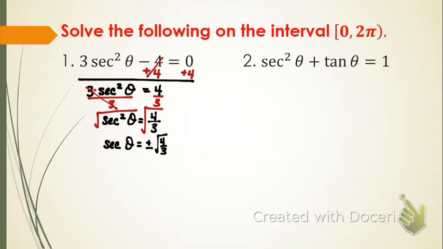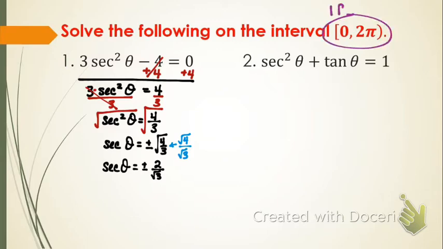Can I simplify that radical at all? Yes. Remember, radical 4/3 is the same thing as radical 4 over radical 3. So I can change that numerator to be a 2. So I want to know where secant of theta is positive or negative 2 over radical 3. First of all, because I want positives and negatives, how much of the unit circle am I looking at? All of it. And we're solving this on what interval? 0 to 2 pi. 1 full rotation, and that's all.